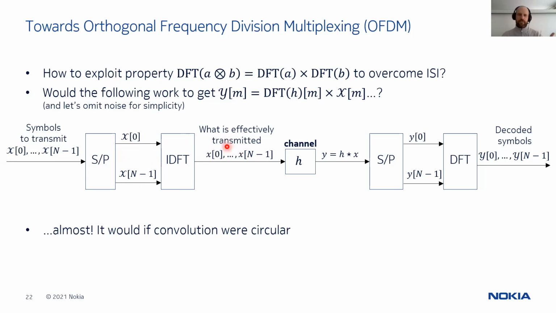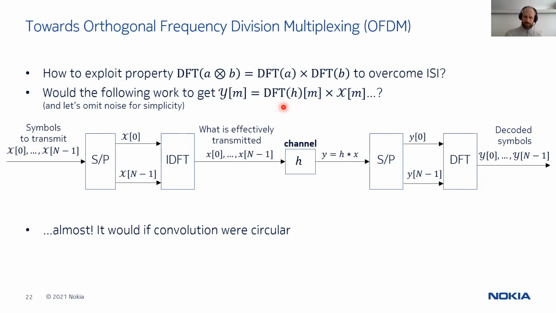These are the effective symbols that you transmit. Then there's a channel that does its stuff, and the stuff is basically a convolution between the channel response and what you have transmitted. And then you do basically the reverse: from serial to parallel, then DFT, and then you decode the symbols. What we would like is that these output symbols are basically the input signals times something, and not the convolution of the channel response.